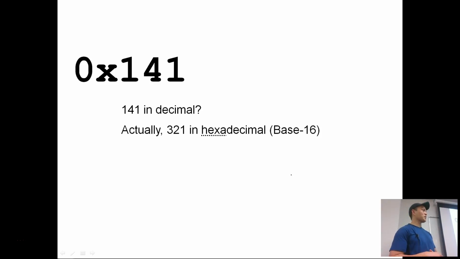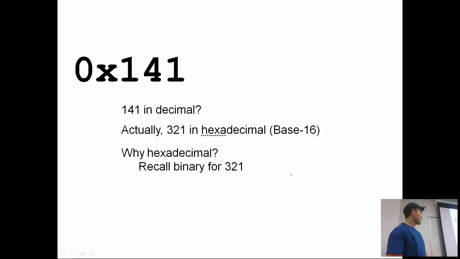All right. But before we do that, here's another number. It looks like 141. Actually, this is also 321. It's 321 in hexadecimal. Hexa is sort of like 6, and then deci is 10. So this is actually base 16, hexadecimal.